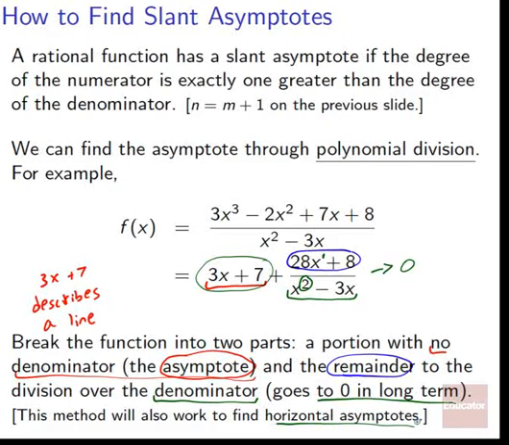So you can also use this method if you want to find the horizontal asymptote. It's just instead of getting a line here, you'll just get a constant. It'll just be a constant value if it's a horizontal asymptote as opposed to a slant asymptote. So you can also use polynomial division to find horizontal asymptotes, but we had that other method that was pretty fast, so it's normally easiest to just use polynomial division when you want slant asymptotes.